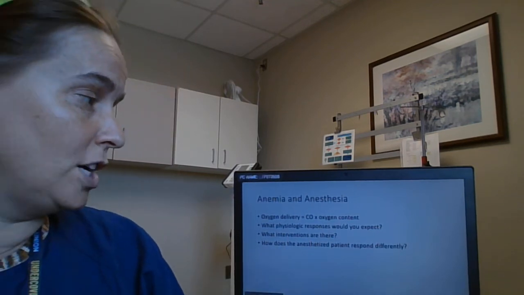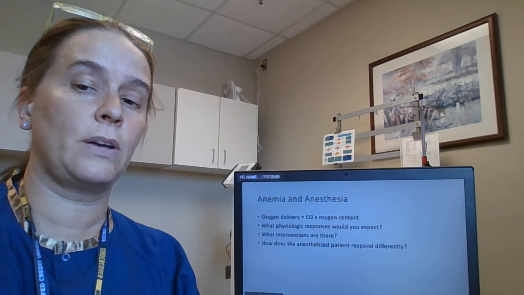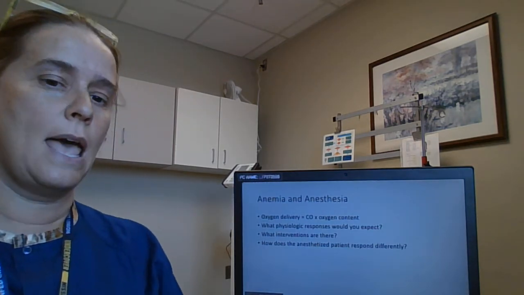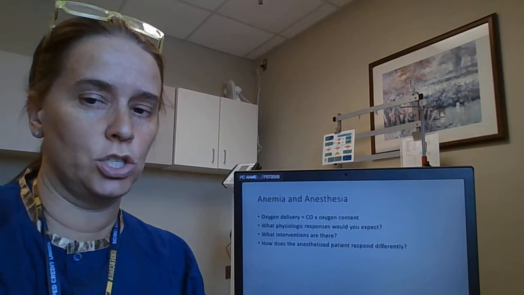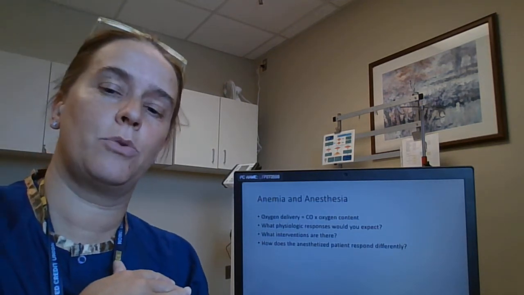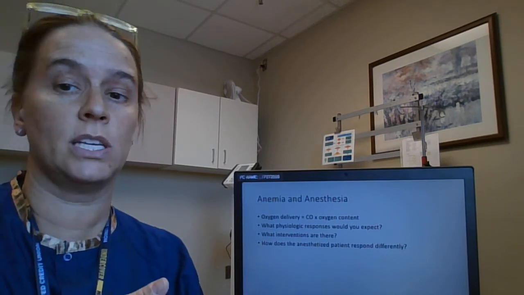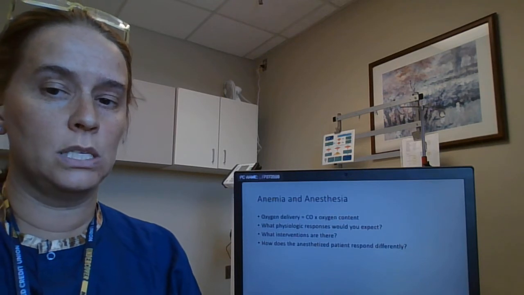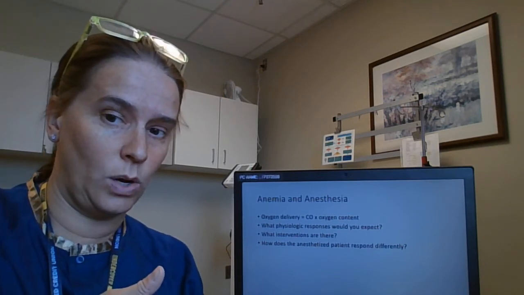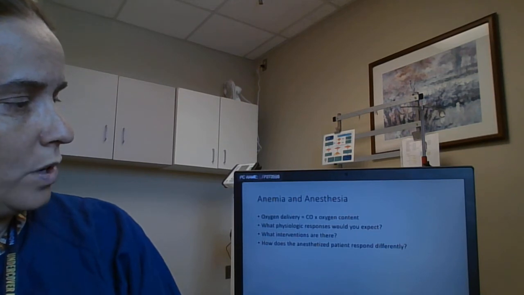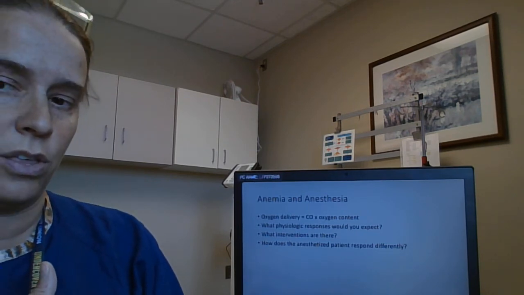There were two suggestions in the book about combining the cardiac and the pulmonary systems together. And anemia was the first question. So this is a list of questions and discussion points that you could have with your preceptor about anemia. Is it acute? Is it chronic? What are the treatments? How does being anesthetized affect this equation? I think these are really fun things to talk through with your preceptor.